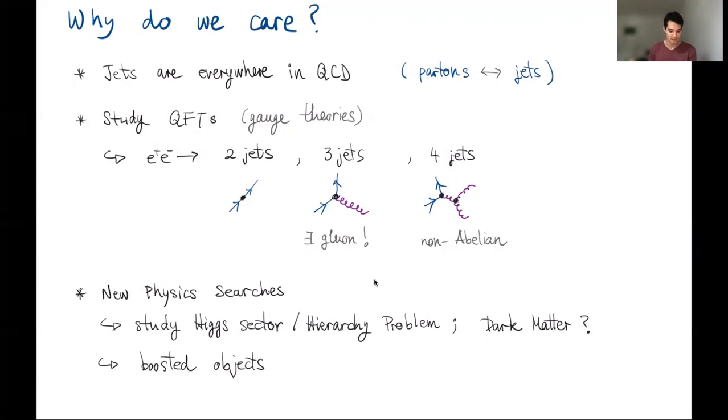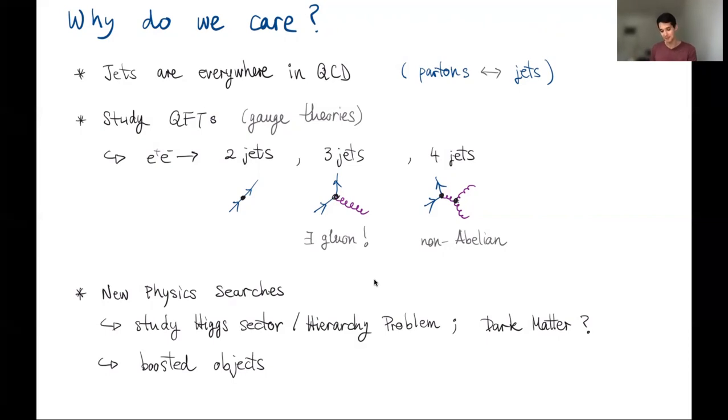Another very important area where jet physics enters is new physics searches. For instance, if I want to study the Higgs sector, the Higgs predominantly decays into b b-bar particles. So if I want to detect that channel, I will be confronted with two bottom quark initiated jets.